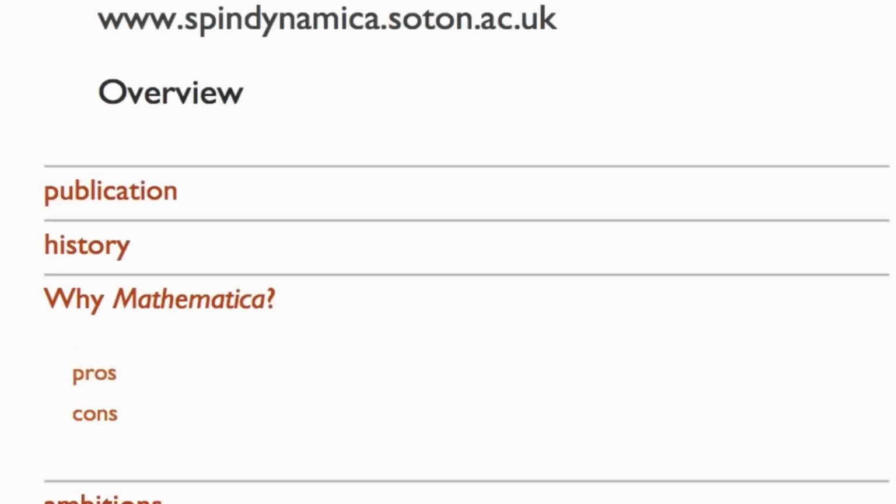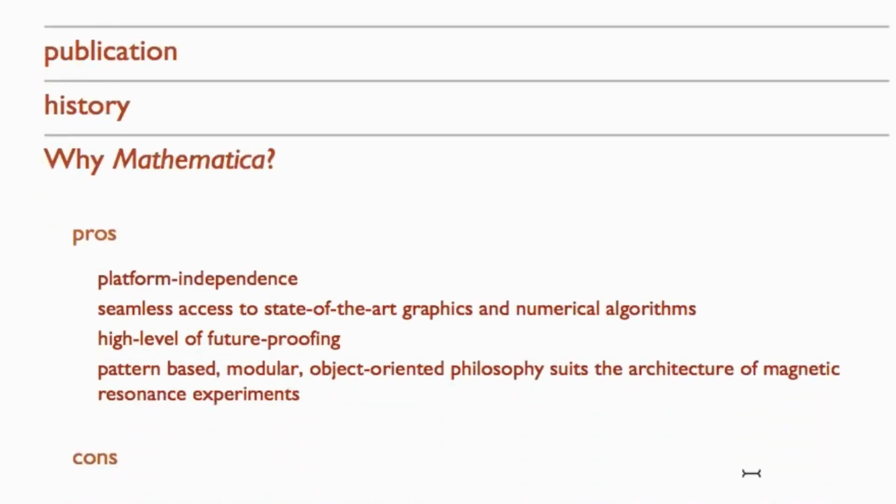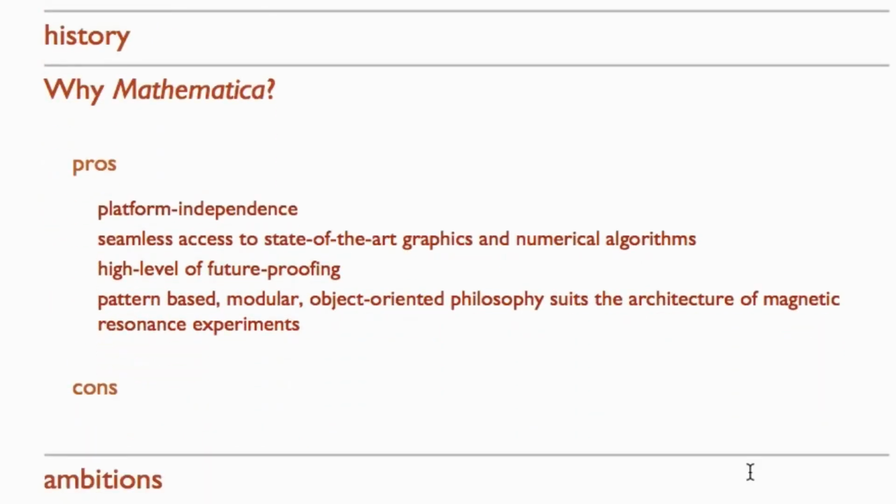Now, it's within the environment of Mathematica, which has both advantages and disadvantages. The main advantages are that Mathematica is highly platform independent. So once you learn to use SpinDynamica on some platform, it will work on virtually any computer, including supercomputers, without any modification at all. It gives you access to the very high-level graphics and numerical routines of Mathematica and symbolic algebra of a very high and general nature, which are very useful for magnetic resonance, in fact.